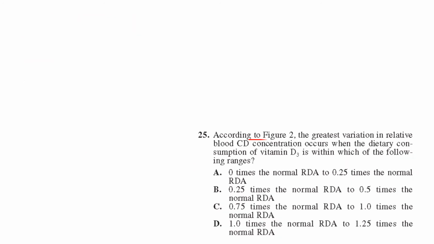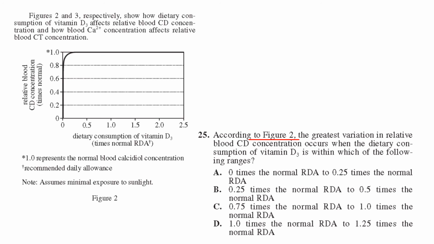According to figure 2, the greatest variation in relative blood CD concentration, so we're starting here, this axis, occurs when the dietary consumption is within which of the following ranges? So we go from 0 to a change goes way up between 0 and about 0.25. So that range, which is choice A.